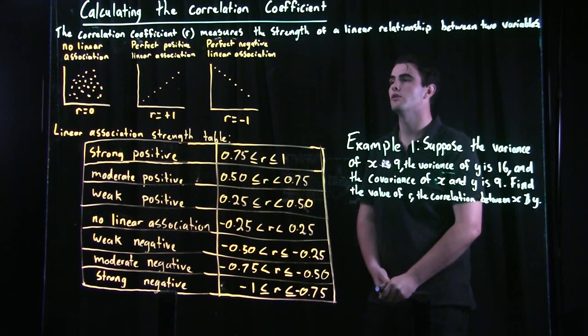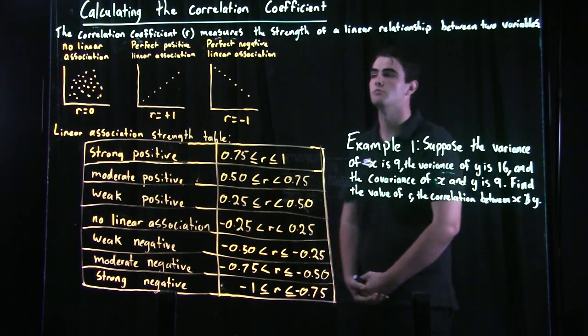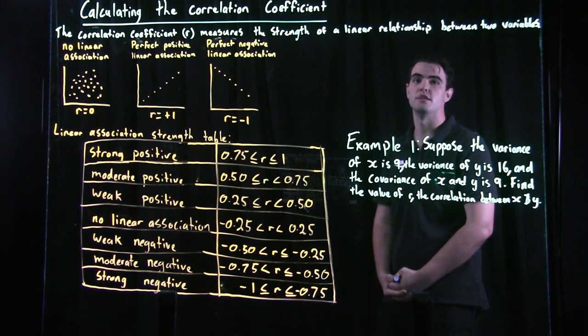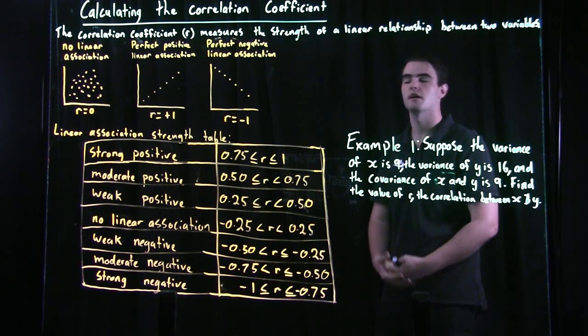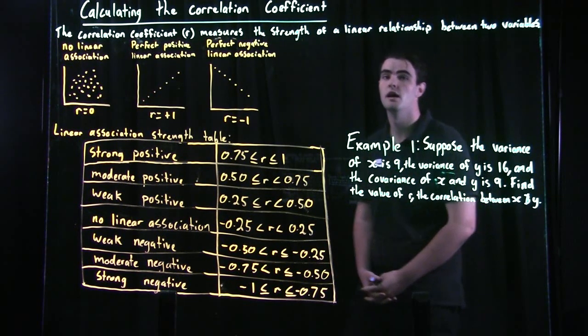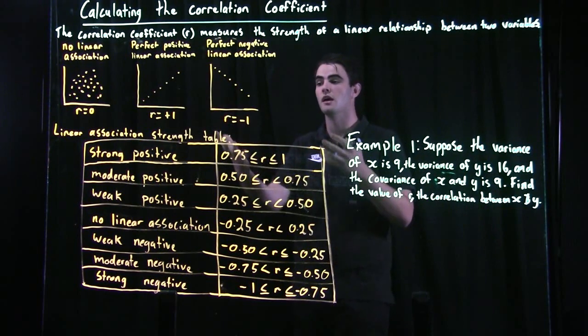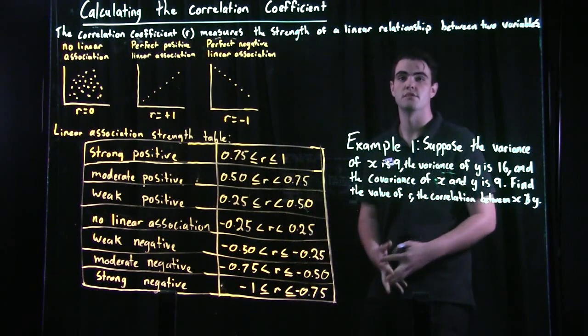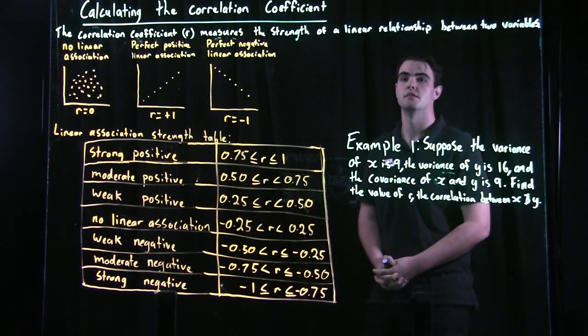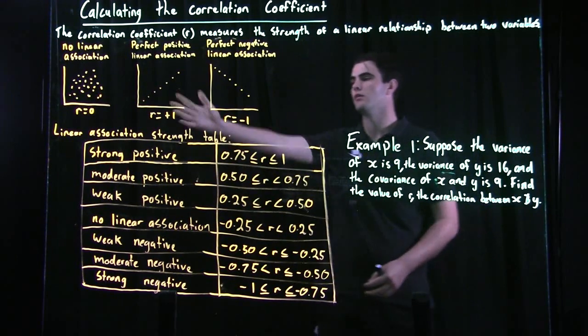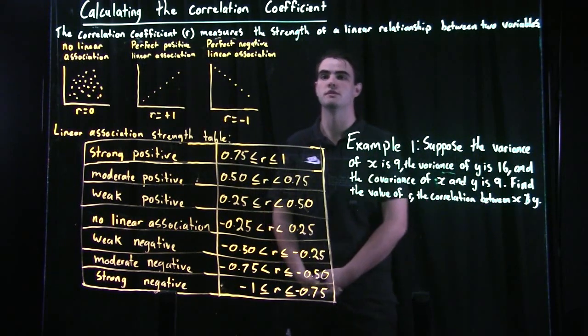The correlation coefficient, which we use the symbol R for, measures the strength of a linear relationship between two variables. We've previously just looked at scatter plots. What we will be doing is judging: is it a strong positive linear relationship? What type is it?